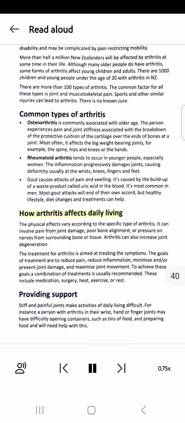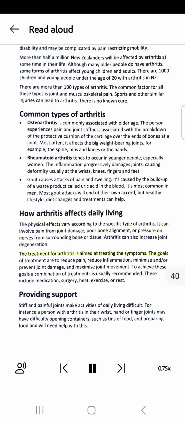How arthritis affects daily living. The physical effects vary according to the specific type of arthritis. It can involve pain from joint damage, poor bone alignment, or pressure on nerves from surrounding bone or tissue. Arthritis can also increase joint degeneration.